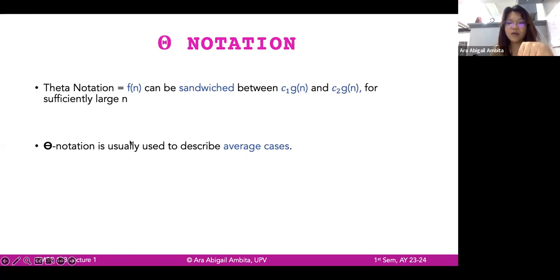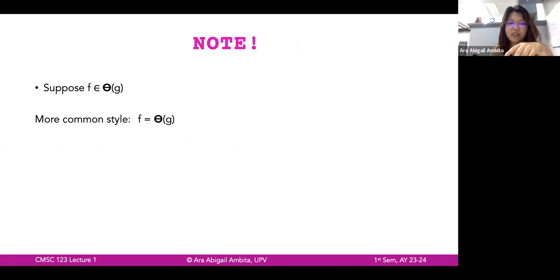Okay, so the theta notation is used to describe the average cases. And also take note that in some resources, you can see that instead of using the equals symbol, they are using the membership symbol instead. f equals theta of g. So they are essentially the same.